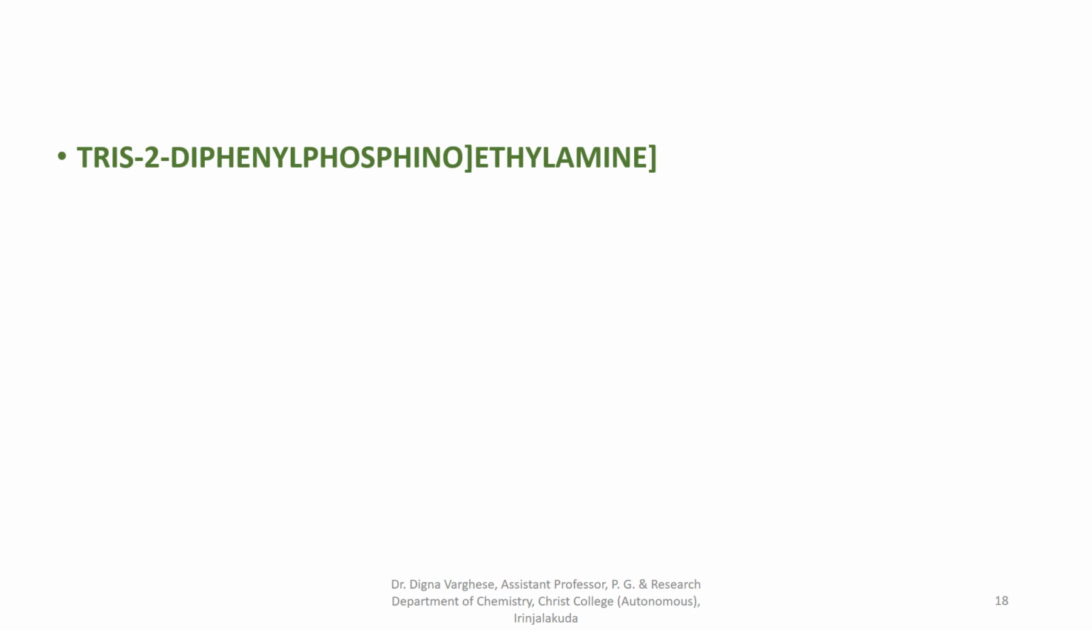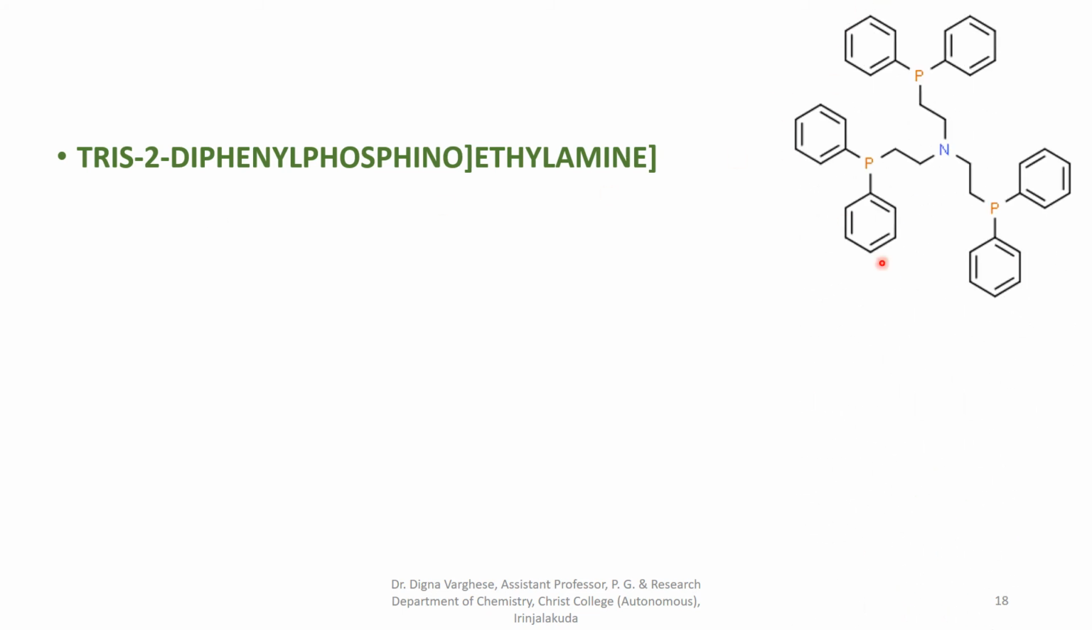Another one is tris-2-diphenylphosphinoethylamine. Its molecular formula or structure is given here, and in this particular compound you can see 3 phosphorus atoms which can donate electrons to the metal atom, and also 1 nitrogen atom. So it is a tetradentate ligand with the donor atoms 3 phosphorus atoms and 1 nitrogen.